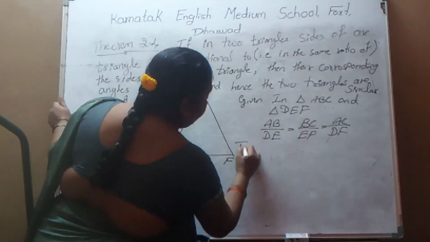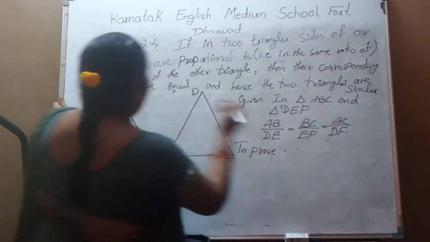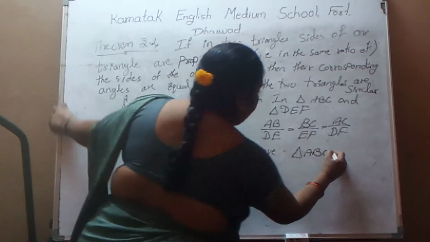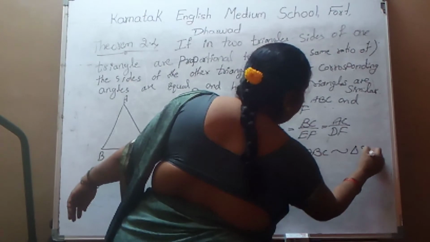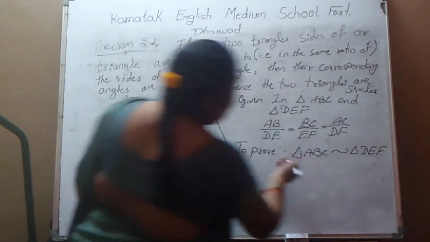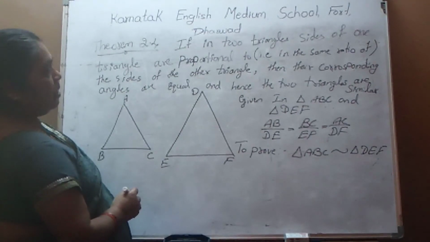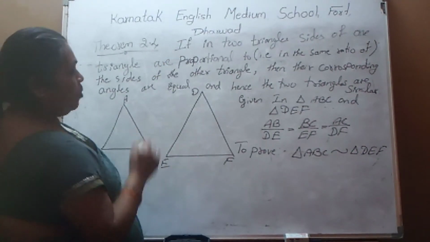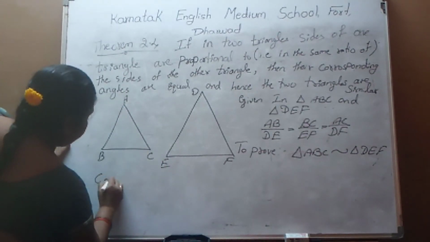What can you prove here? To prove: triangle ABC is similar to triangle DEF. The given two triangles are similar when their corresponding sides are in proportion. Some construction is there. Construction.